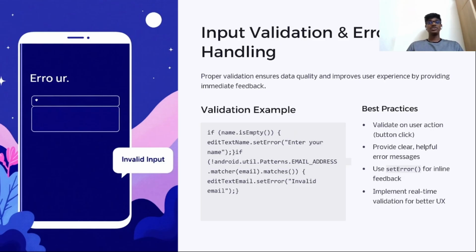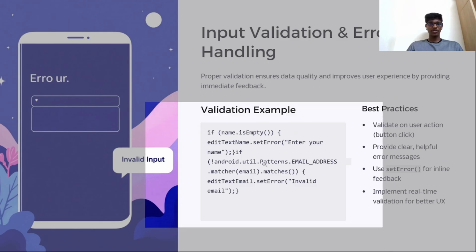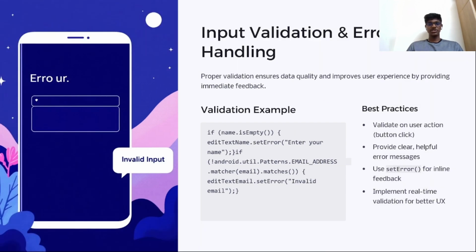For example, you can check if your field is empty. For email, here is the code for email. This is the code for email, and this is the code for the field is empty or not. For this, best practices are: first validate on user actions like button click, show clear error messages, and use setError for inline feedback. Consider real-time validation for better UX.